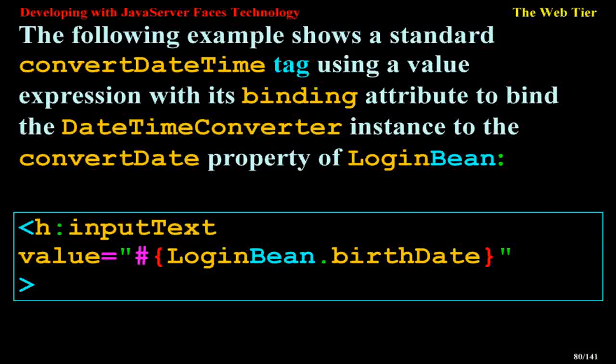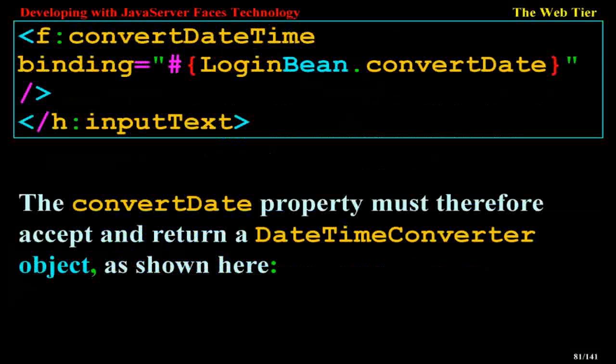h:inputText value="#{loginBean.birthDate}" f:convertDateTime binding="#{loginBean.convertDate}" /h:inputText. The convertDate property must therefore accept and return a DateTimeConverter object, as shown here.